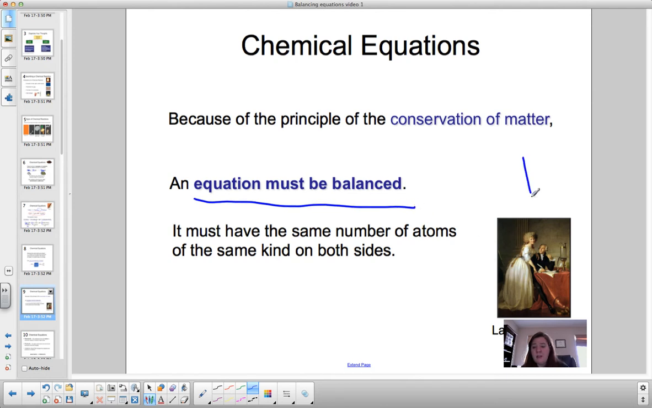Here's just a nice picture of Lavoisier, who was considered the father of chemistry, who came up with this idea a long time ago, and we're still using it today.